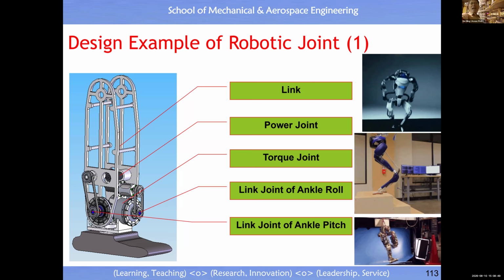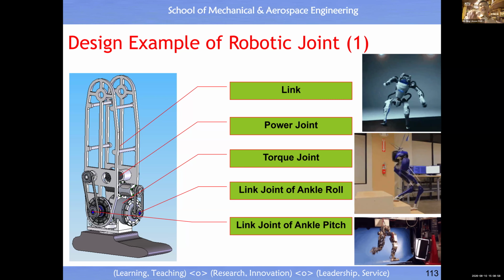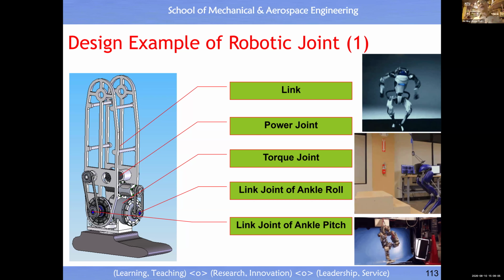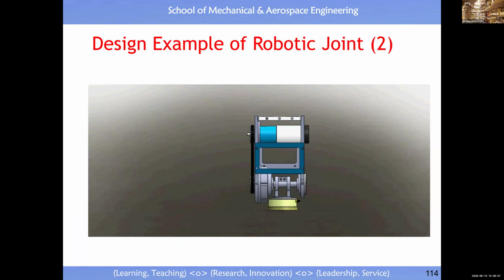You see the animation, the second animation is the Digit humanoid robot. And you see its motor, I guess, is inside the body, so its leg is very thin, like a chicken. So the leg is lightweight. This is just for you to know.